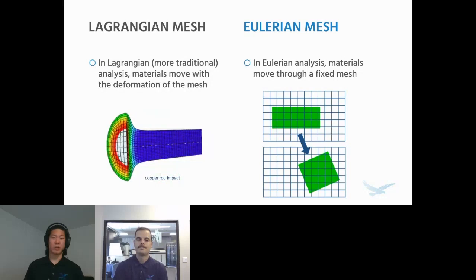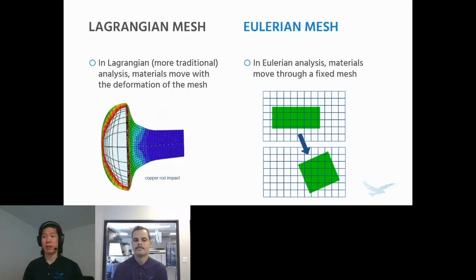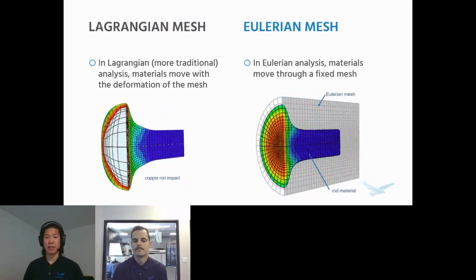If we look at a more realistic example, this copper rod impact, you can see that in the Lagrangian case, those elements get really deformed. But if we look at the Eulerian case, the mesh doesn't move at all. The material simply moves through it, and so we have no mesh distortion.